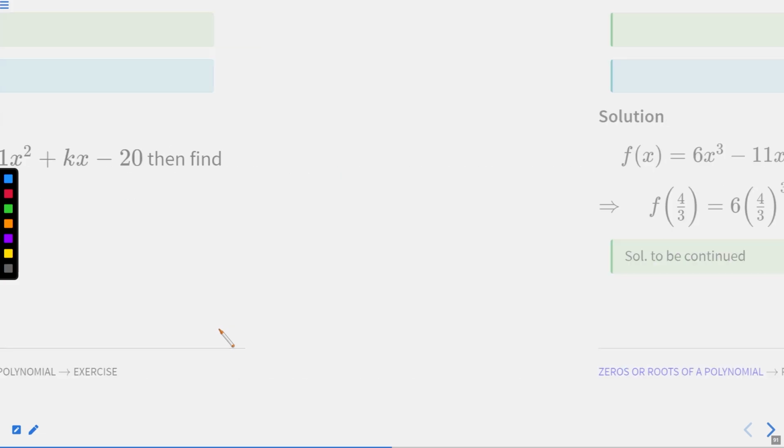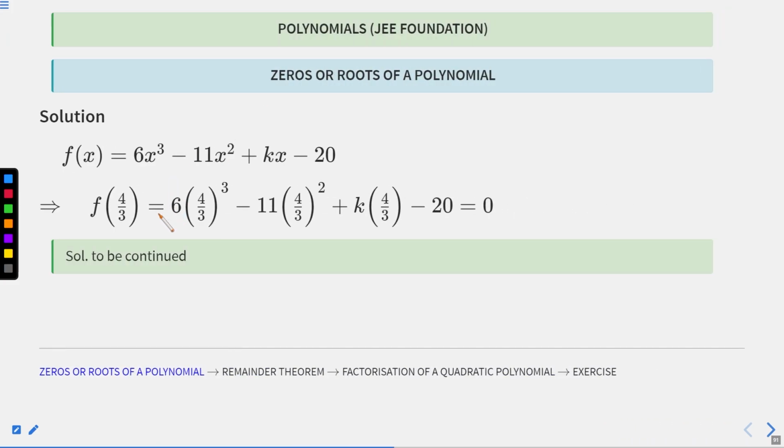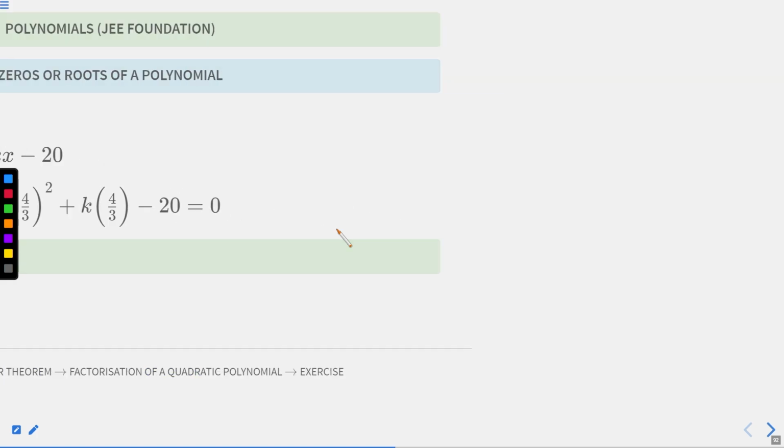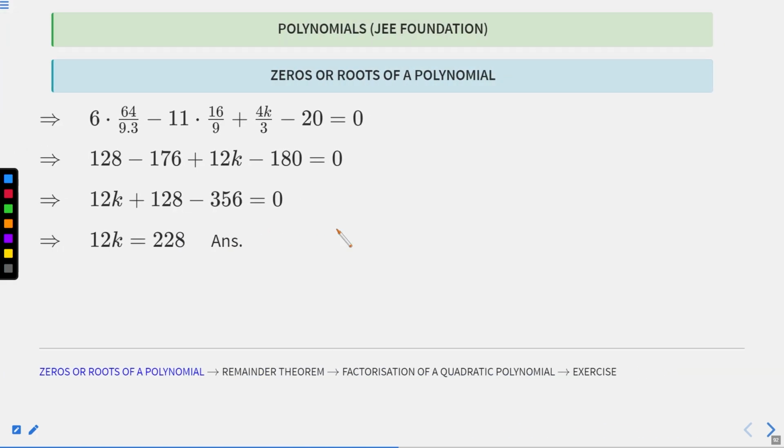Let's see. Now here we are. Now let's move and see the other steps.